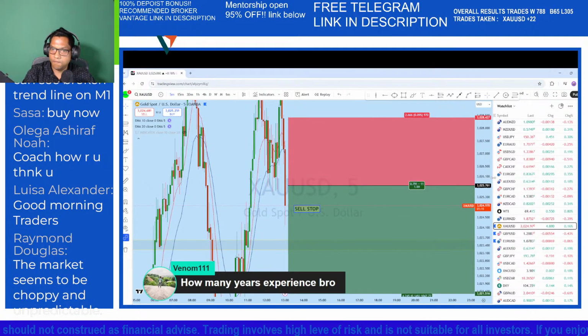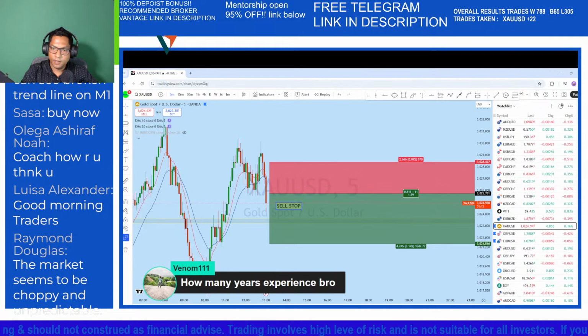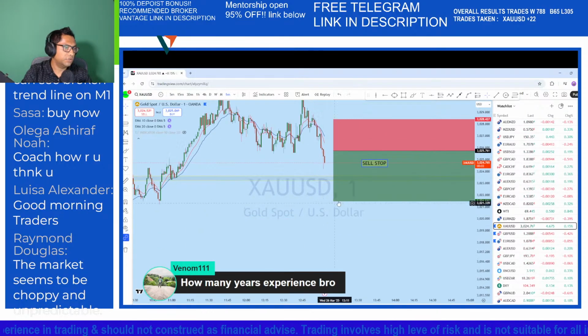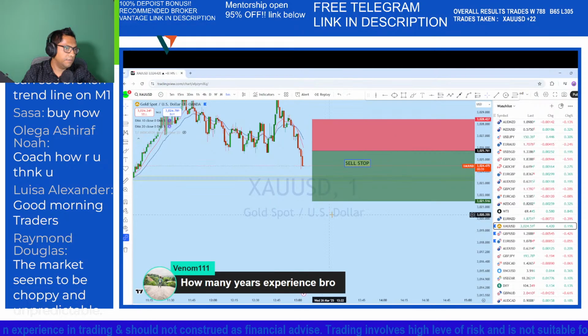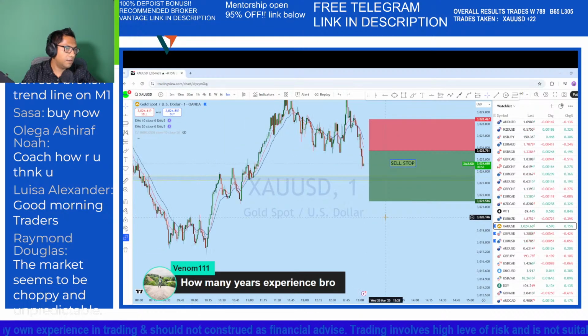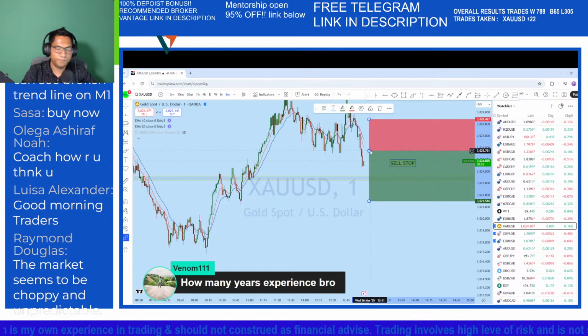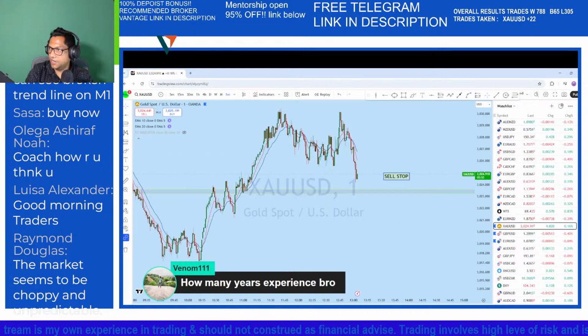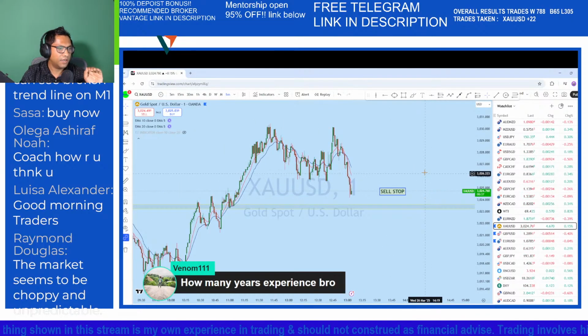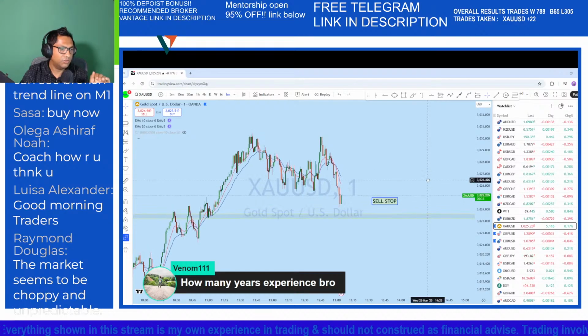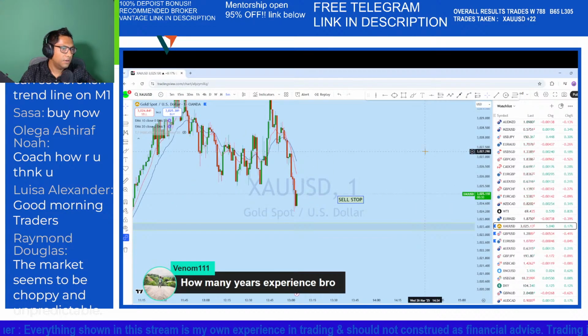So we see that this is a break of structure here, and it may come back here to that liquidity zone someday, sometime. We have to be patient, guys. I hope that you are understanding it, because that's how trading is. Someday we have to be fully patient for the market to give us that entry, which is very important, right? So patience is key.